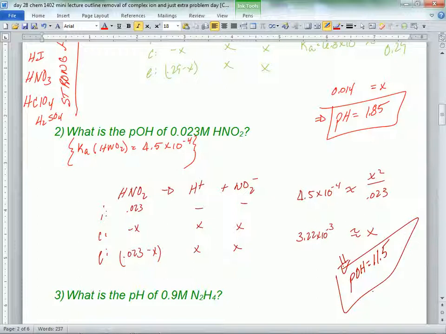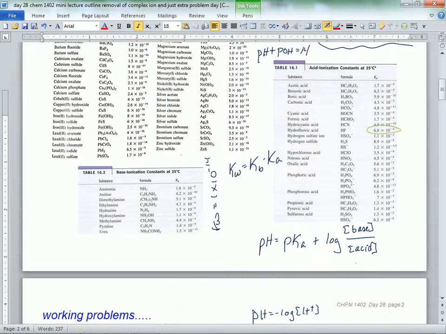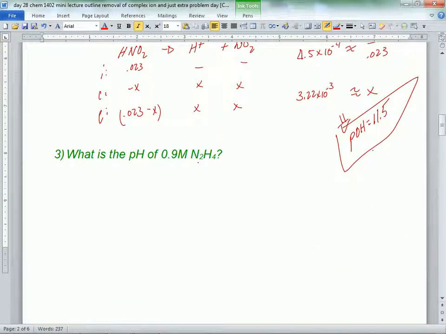I don't know if you guys have the table, so let me keep looking these up. Here it is: 1.7 times 10 to the negative 6.